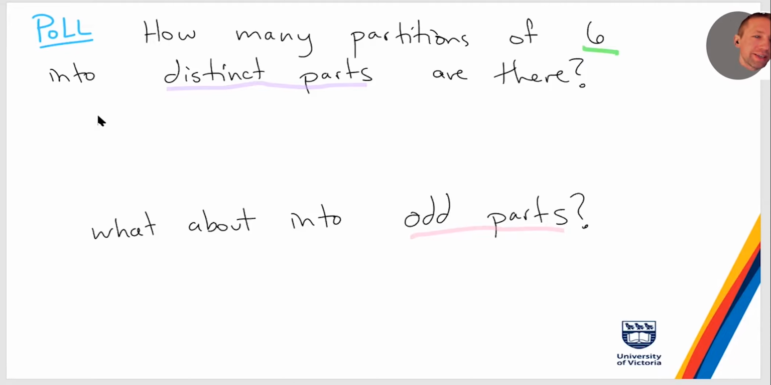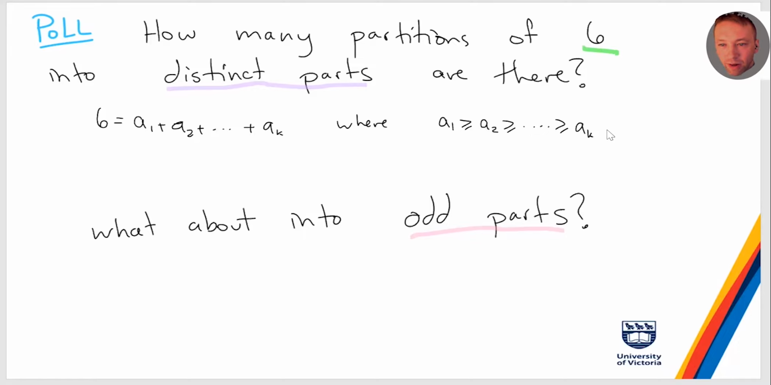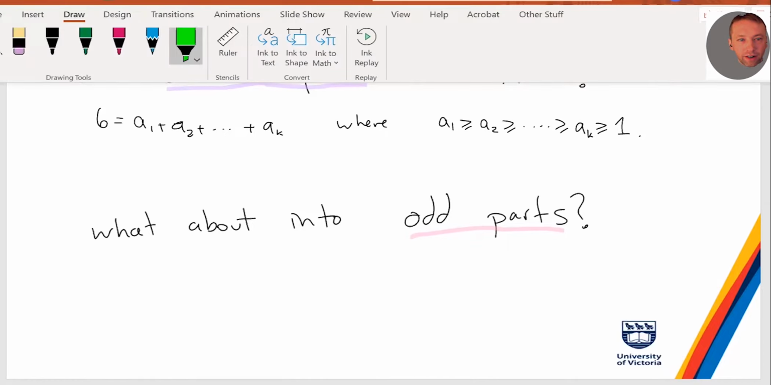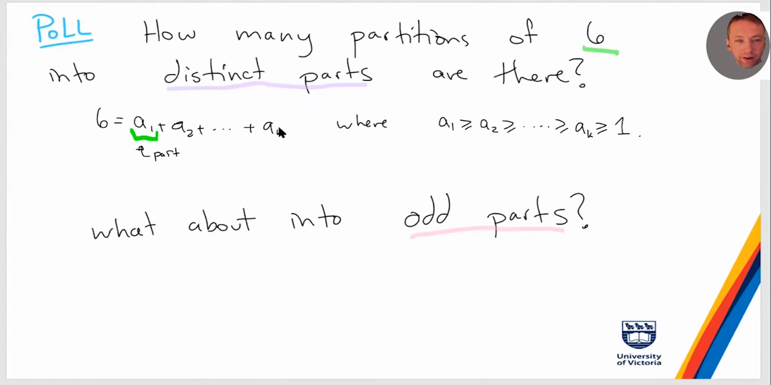So a partition is a way of writing. A partition of 6 is a way of writing 6 as a sequence a1 plus a2 up to ak, where the biggest number comes first, the second biggest number comes second, or maybe they're the same size. It doesn't really matter. ak is the smallest number, and all of them are at least 1. These things, the ai, are called the parts of the partition. That's the first part, second part, up to the kth part.